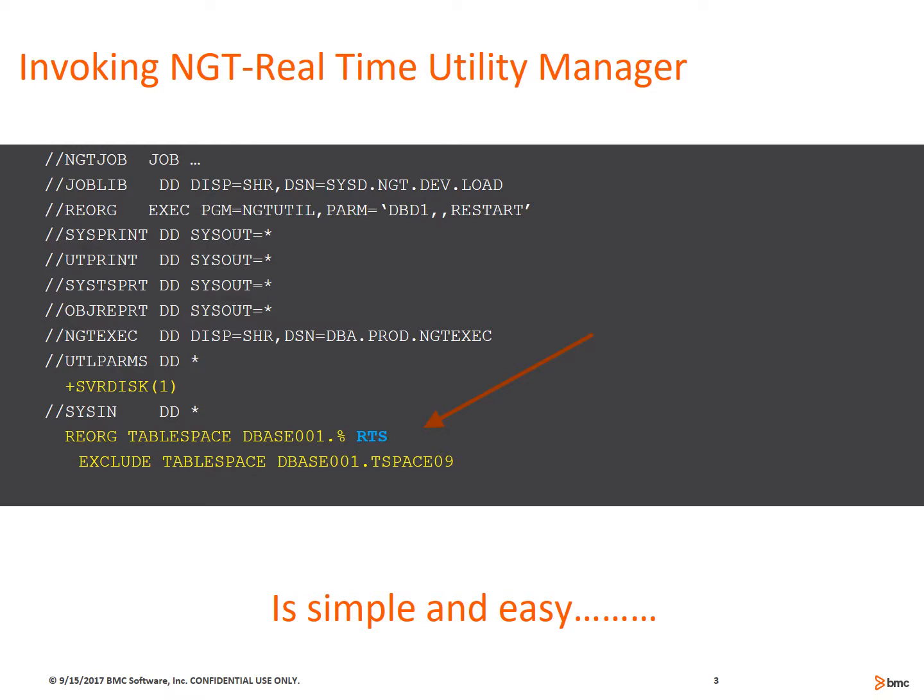Invoking Utility Manager in your NGT utilities is very simple and easy. Just add the RTS keyword in your existing NGT utility sysIN, reorg in this case, and you have now automated the reorg process for your application. In this example, all the table spaces in DBase application, with the exception of table space 09, will be reorganized if the DB2 real-time statistics indicate that the object needs reorganization.